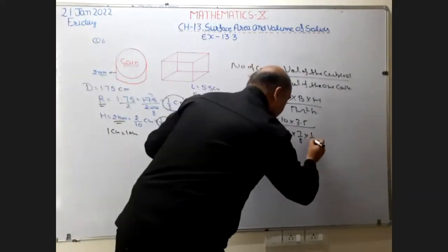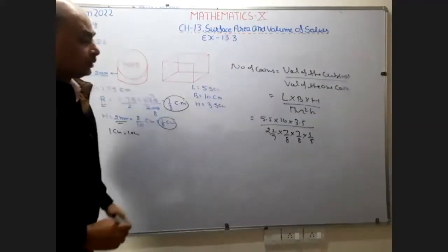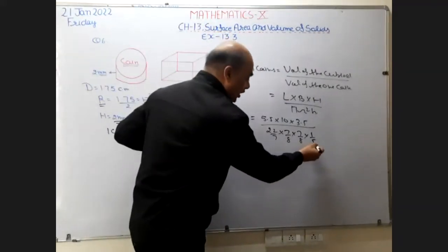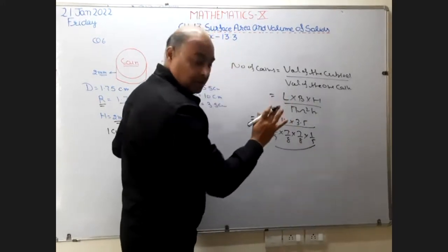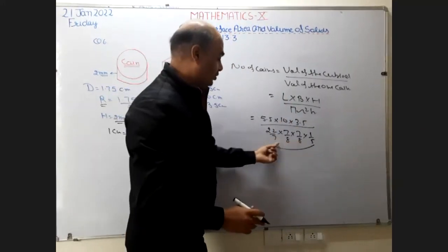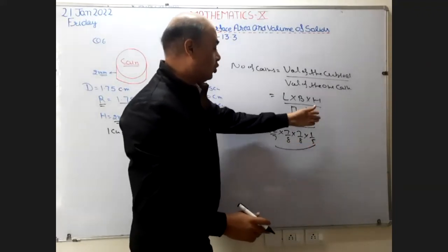I write 1 by 5. Okay, now I want to solve this. I take all the values which are going to lie in the denominator towards the numerator first. I take 7, 8, and 5 towards the numerator.